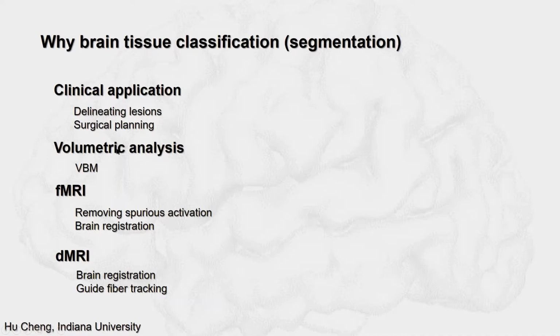Brain segmentation is also critical for volumetric analysis. In functional MRI, brain segmentation can help with brain registration and removing spurious activation. In diffusion MRI, segmentation can also help brain registration, and in addition, it's very useful to guide fiber tracking.